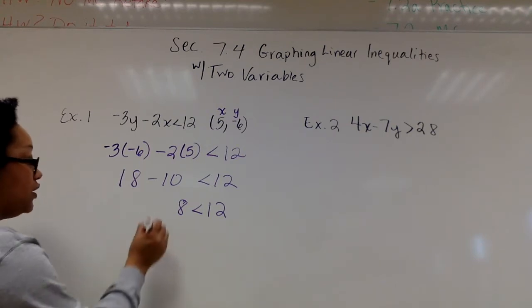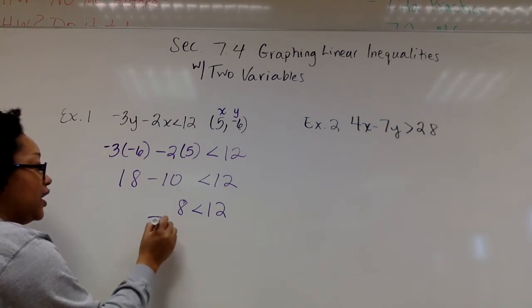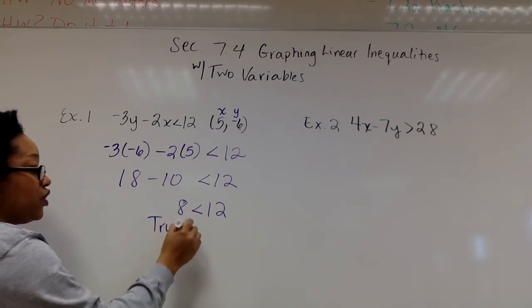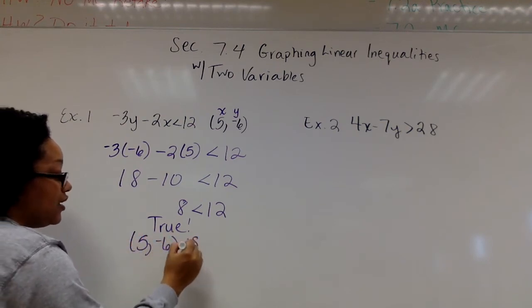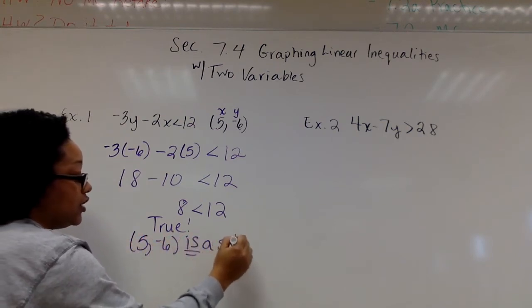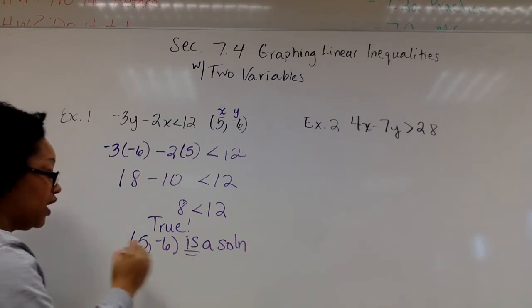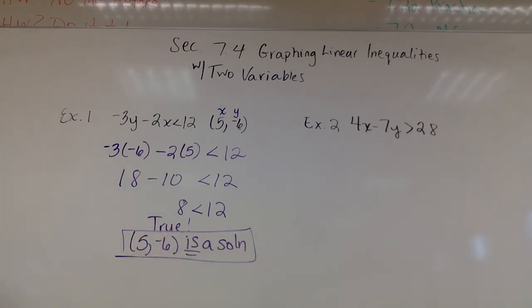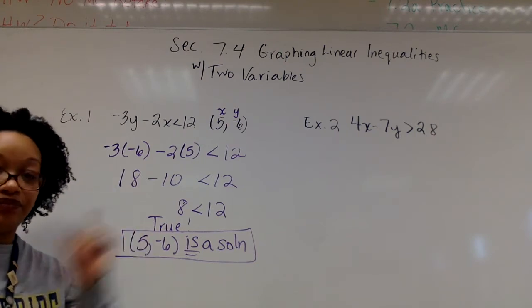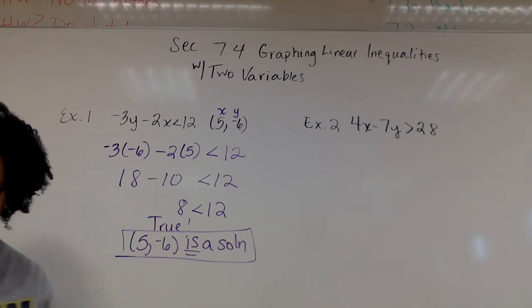So this statement is true. That means that this ordered pair is a solution. And that is what you would write right here. The ordered pair is a solution. Okay? Let's try example 2.